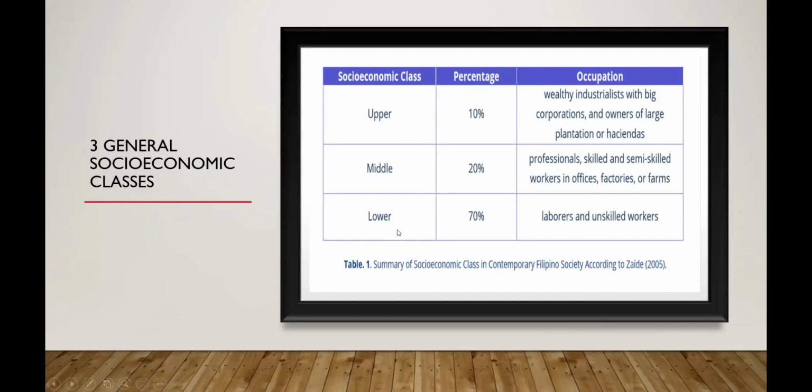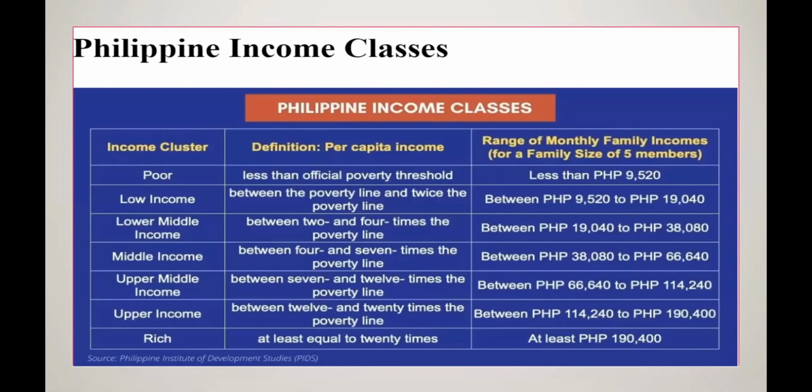Next, we have the lower class. Now 70% of our population are the laborers and unskilled workers. Now, we also have here the socioeconomic class in terms of income. So we have here the Philippine income classes. As you can see, we have the income cluster, the definition of per capita income, and the range of monthly family incomes for a family size of 5 members.